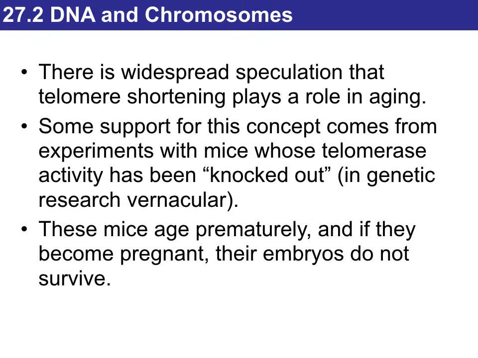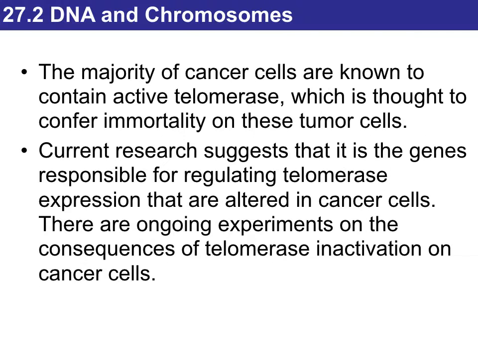No speculation on this: telomere shortening plays a role in aging. As you'll see in the last slide I'm showing you, if a cell keeps dividing as you age, eventually you're going to chunk off all the telomeres, and that's going to start chunking off coding regions of the DNA. Some examples come from instruments they use in laboratories, such as mice, where those mice age prematurely, and if they become pregnant, their embryos do not survive.